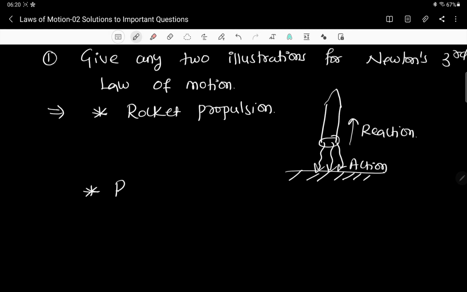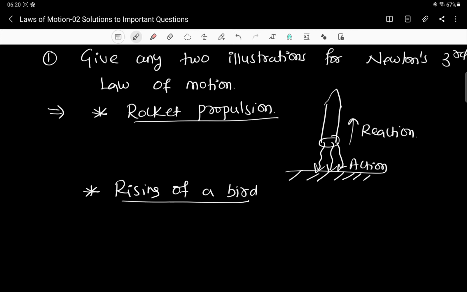Then the rising of a bird. This bird pushes the air down with its wings, and that air will push it above. So that's one example, and you can give the example of swimming also. Like that you can give examples for Newton's third law of motion.